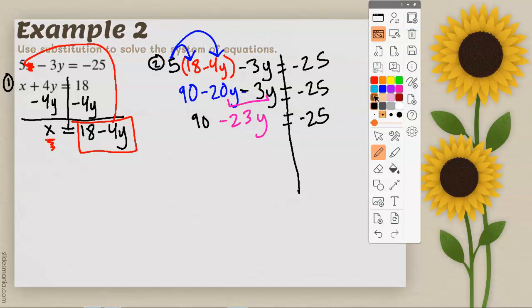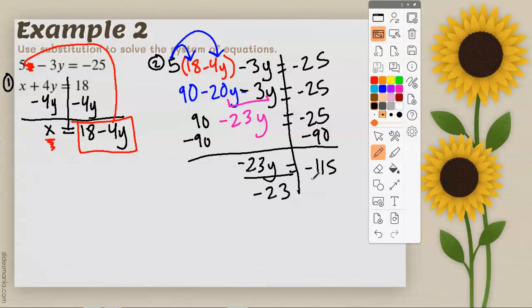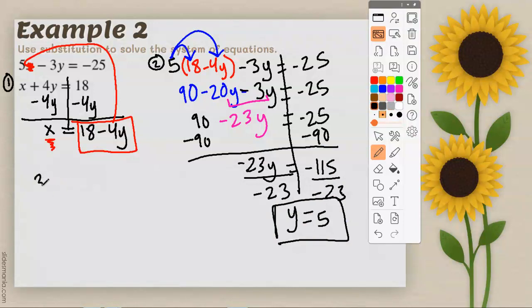This is a 2-step. So I'm going to subtract 90 from both sides. I'm going to get negative 23y is negative 115. Divide both sides by negative 23. Believe it or not, you get y equals 5. I did not trust the fast process for a second. I was like, no way. That's going to divide. It did. This answer is my y. But don't forget, I need a y and an x, so I do have one more step.